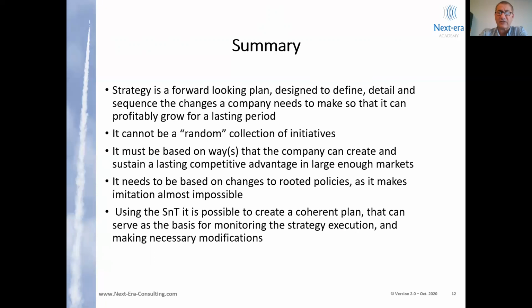And the strategy and tactics tree provides an infrastructure for the management to jointly develop, understand, validate, manage, control, and modify the strategy as it is being executed.